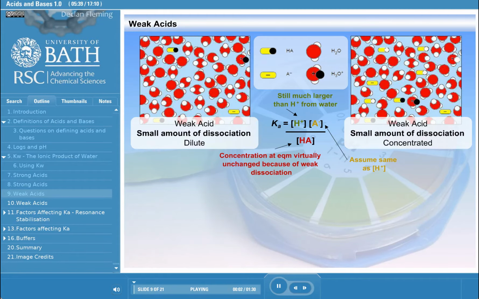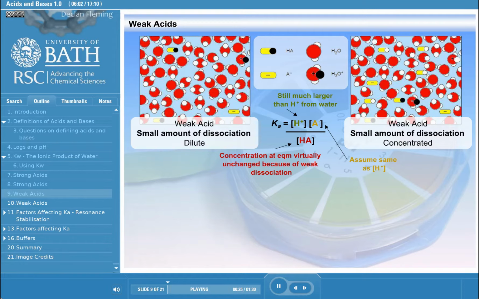Some acids do not dissociate much at all. Most of the molecules in solution remain intact. We call these weak acids. They can be concentrated or dilute just like strong acids, so it's quite possible to have a weak acid with a lower pH than a strong acid, which may seem counterintuitive at first. Because the acid only partially dissociates, we can't make the same assumptions.